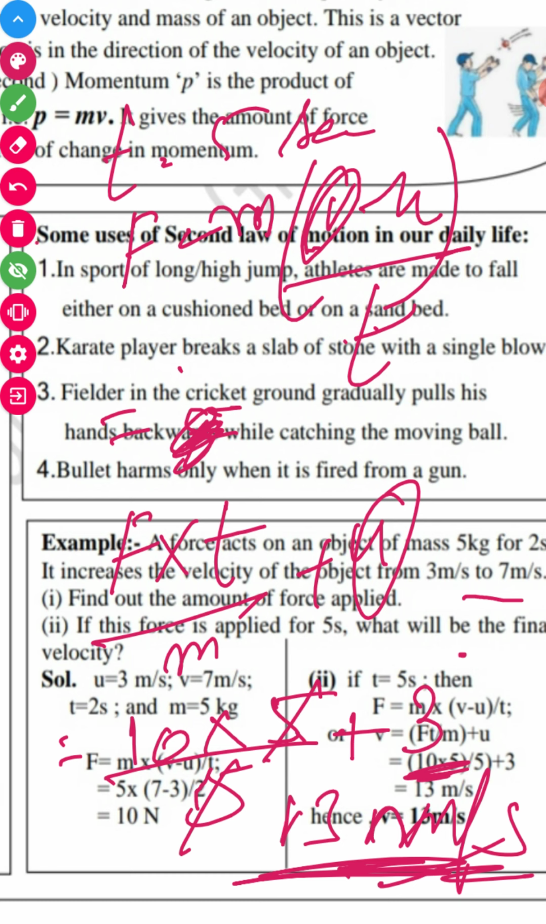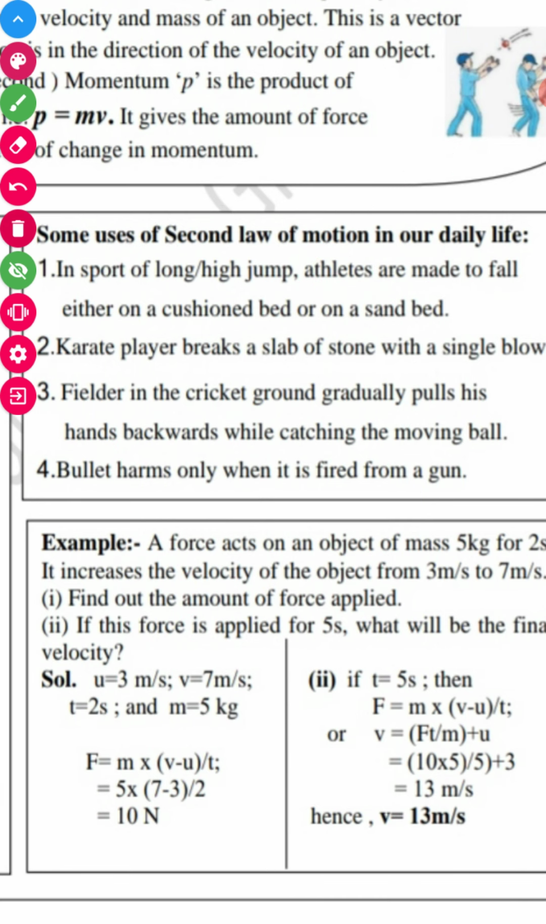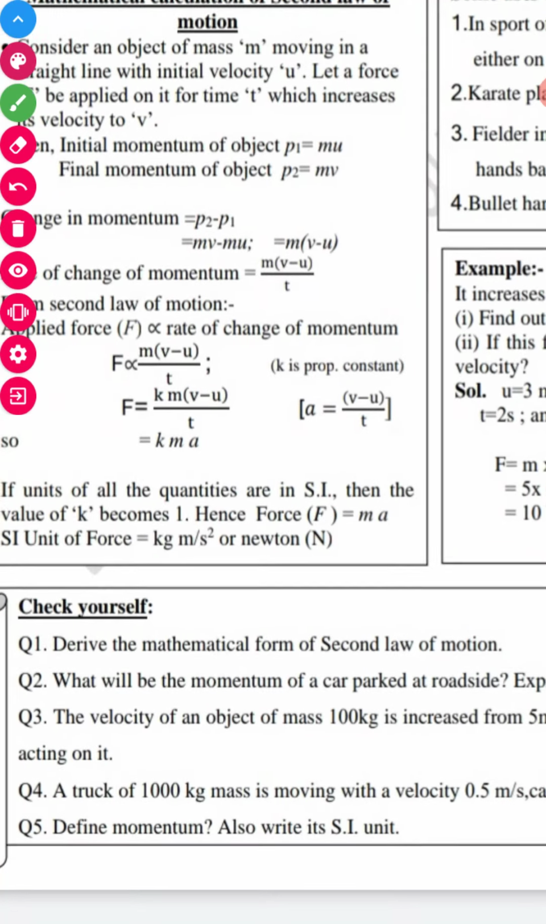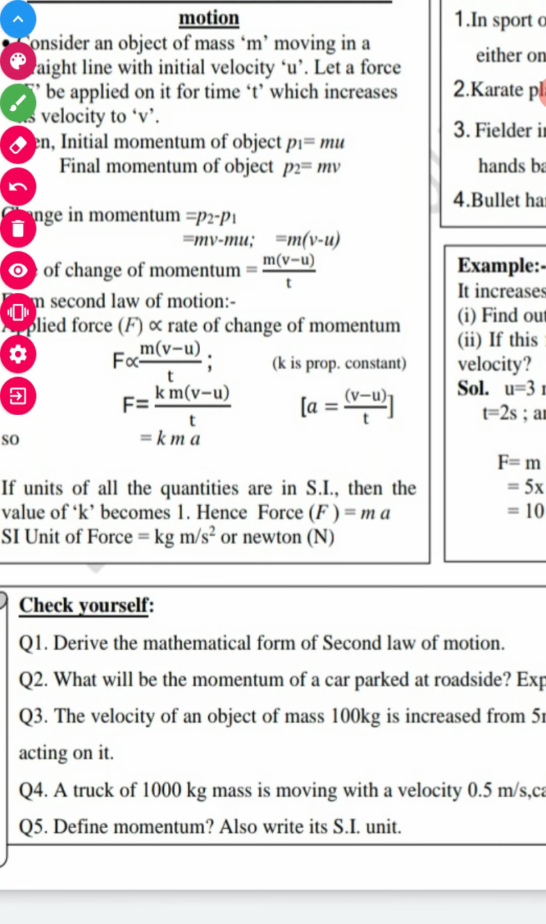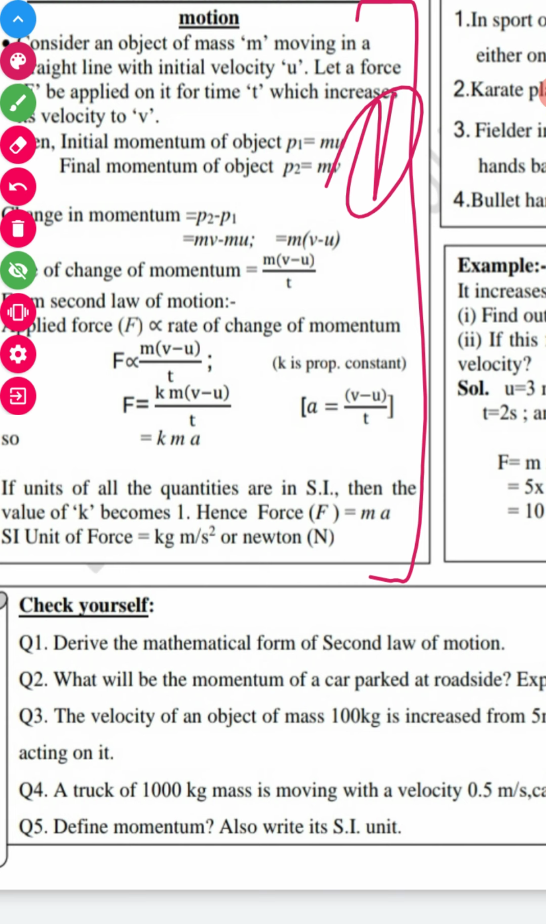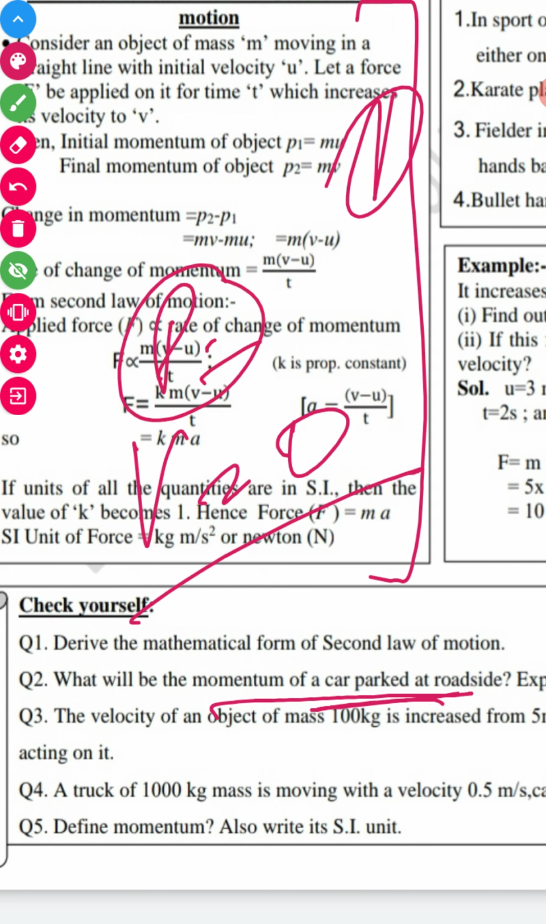So this is all about today's worksheet. Let's do some practice exercises. First of all, you have to derive the mathematical form, so you can write this answer. This is the exact answer of this question. First, what will happen to the momentum of a car parked at the roadside? If a car is parked at the roadside, then its velocity becomes zero. If velocity becomes zero, then automatically momentum is also equal to zero.